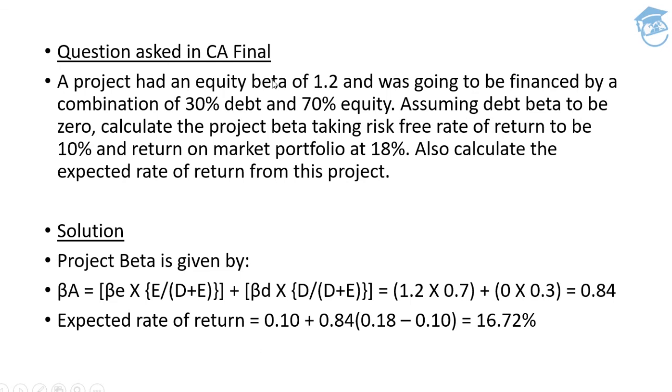And the next thing which was asked in the question itself was the expected rate of return. So that is 0.10, that is your risk-free rate of return that is provided to us, plus your 0.84, that is your beta, multiplied with your market return, which is 18, minus your risk-free return, that is 10, and it comes out to be 16.72. That is nothing but the CAPM model. Guys, remember, the CAPM model is the risk-free rate of return plus your beta multiplied with the market risk premium, and you'll get your expected rate of return. These are the kind of questions that you can expect in your examination from the portfolio management chapter. This is how it's done.